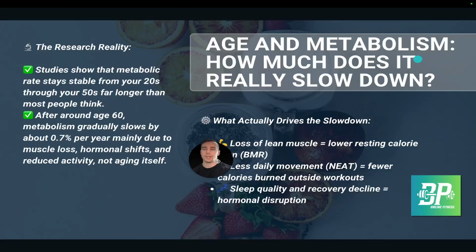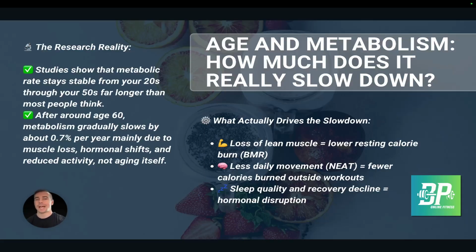Another thing is age and metabolism, and how much it really slows down. The research in reality is that studies show that metabolic rate stays stable from your 20s through your 50s, far longer than most people think. After the age of around 60, metabolism gradually slows by about 0.7% per year, mainly due to muscle loss, hormonal shifts, and reduced activity, not aging itself.